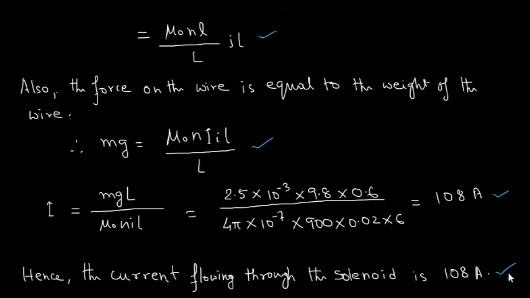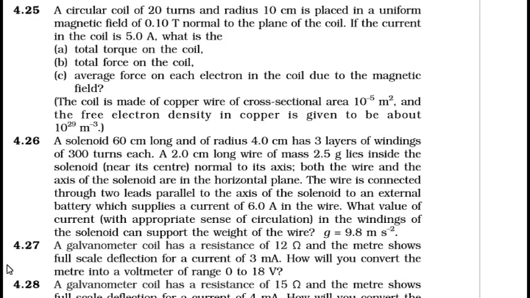Our next problem is 4.27. A galvanometer coil has a resistance of 12 ohm and the meter shows full scale deflection for a current of 3 milliampere. How will you convert the meter into a voltmeter of range 0 to 18 volt? Let us see the solution.